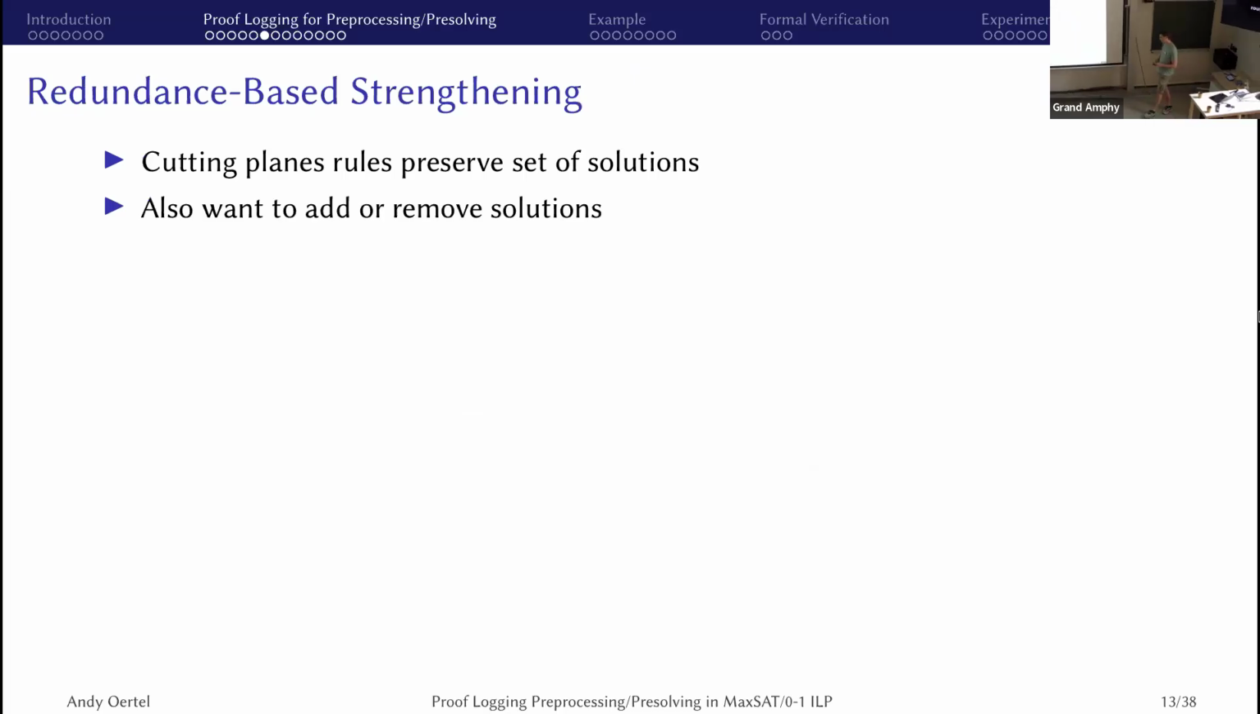The cutting planes rules just preserve solutions. We say that the cutting planes rules can only derive implied constraints, so with them I cannot add or remove solutions. But in preprocessing especially, I often want to remove solutions, or add some solutions by adding a new variable that expresses something.